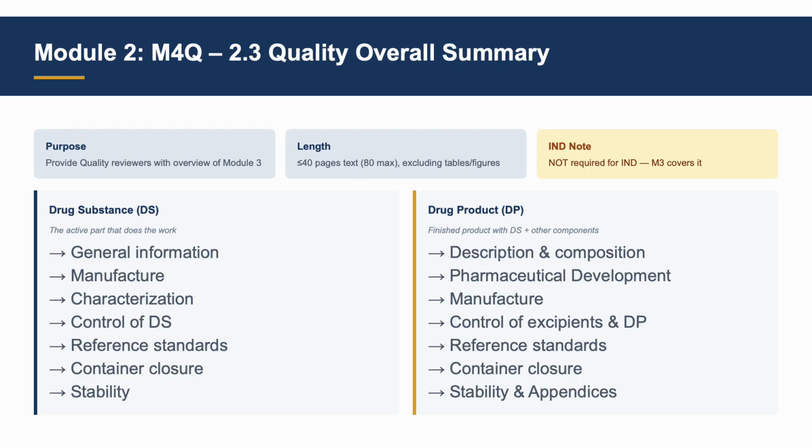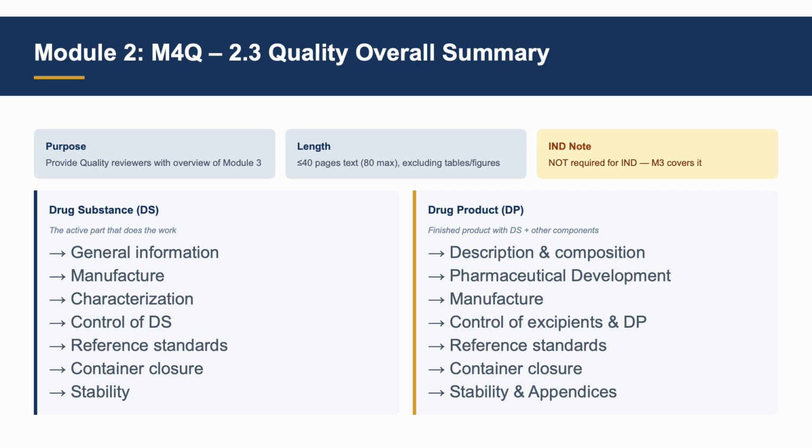Section 2.3, the Quality Overall Summary, serves as the executive summary of your entire Module 3 quality documentation. This is a critically important document because it provides quality reviewers with an efficient way to understand your product's chemistry, manufacturing, and controls without having to read through hundreds or thousands of pages of detailed documentation.